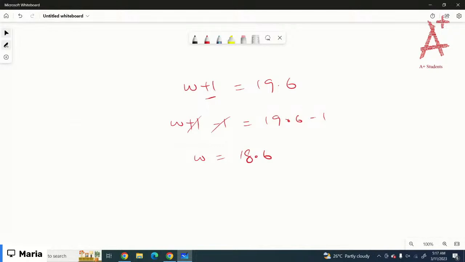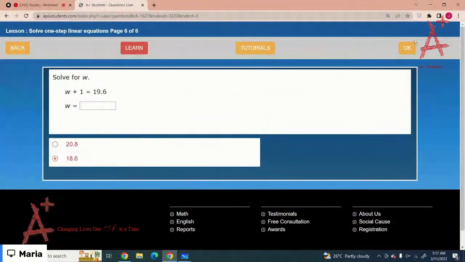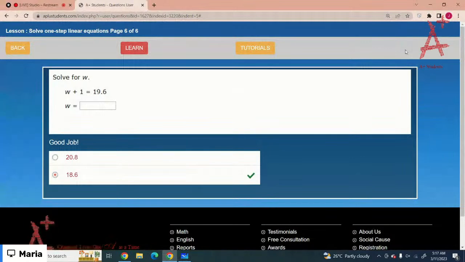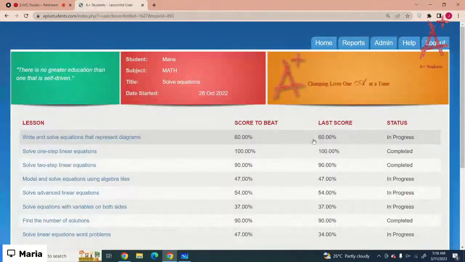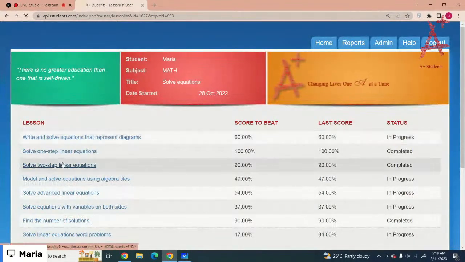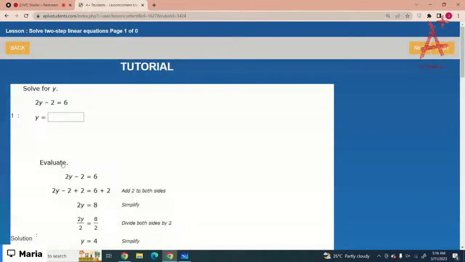Got it? So the correct option is 18.6. So just select the correct option and then click on the OK button. Okay, we are done with the lesson. Let's just move on to the next lesson. The next lesson is solve two-step linear equations.